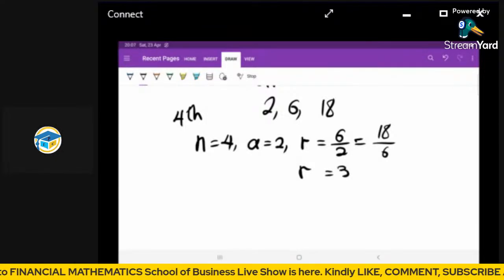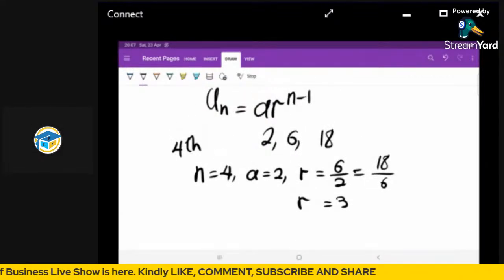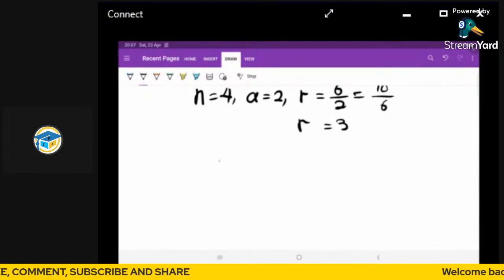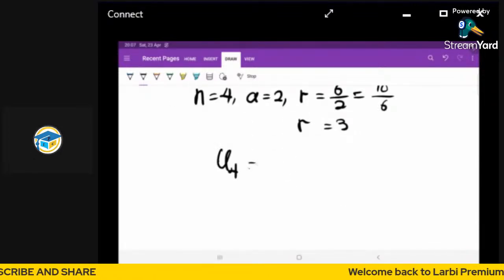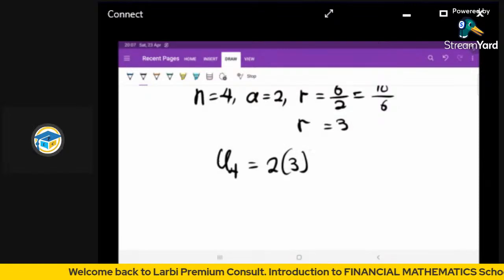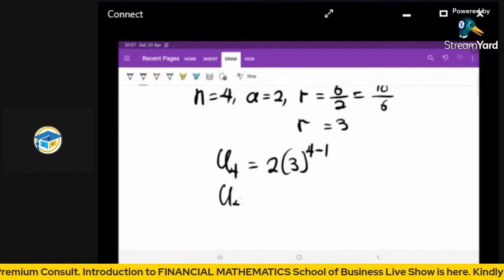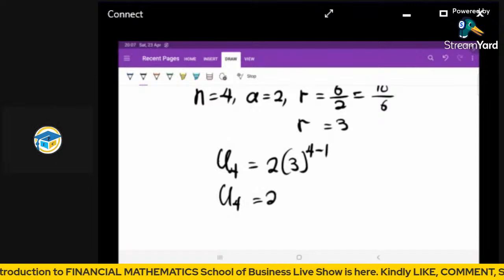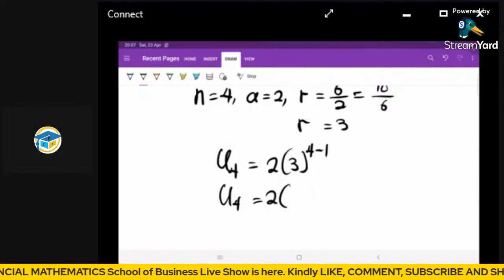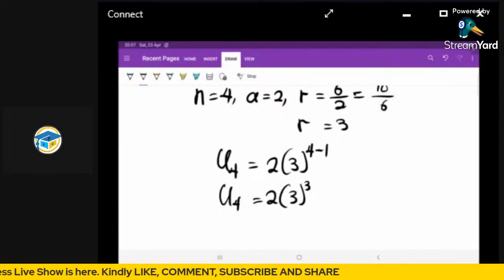I hope that is correct. So if I'm asked to find the fourth term of this sequence, 2, 6, and 18, with your formula we can say that U4 is going to give us the first term, which is 2, multiplied by the common ratio, which is 3, to the power of 4 minus 1. So U4 is going to give me 2 into bracket 3 to the power of 3, or 4 minus 1 going to give me 3, right?